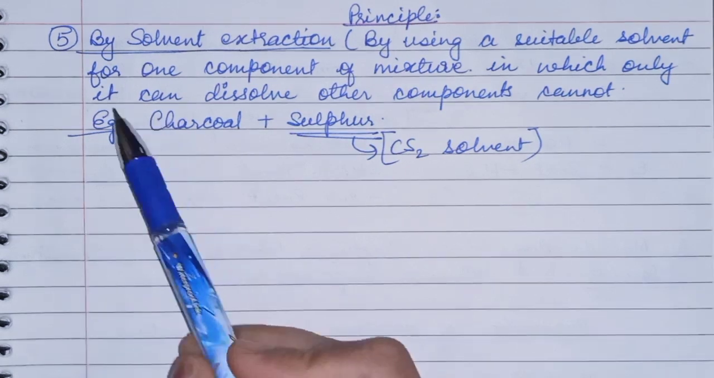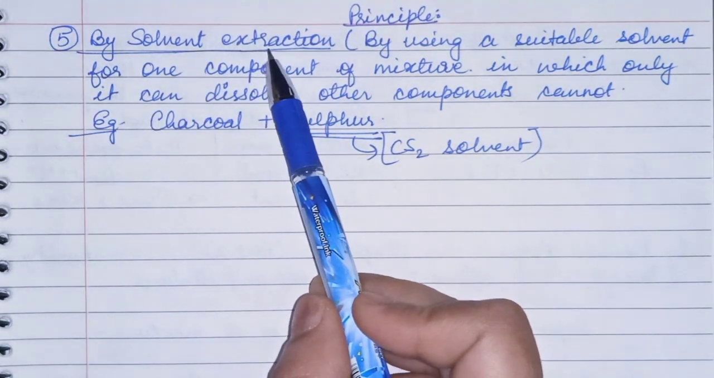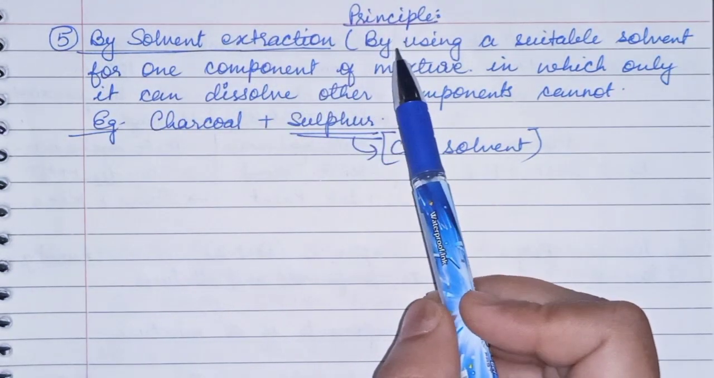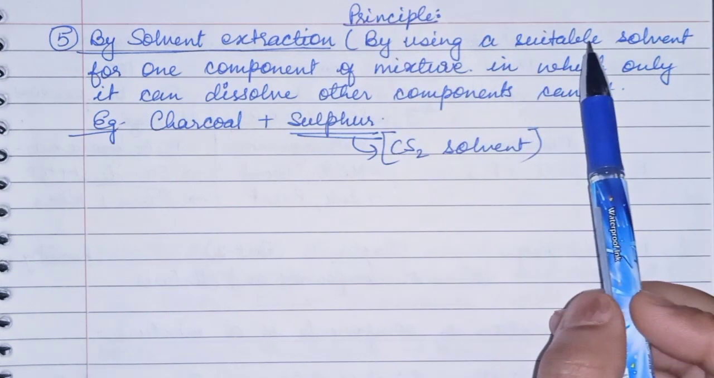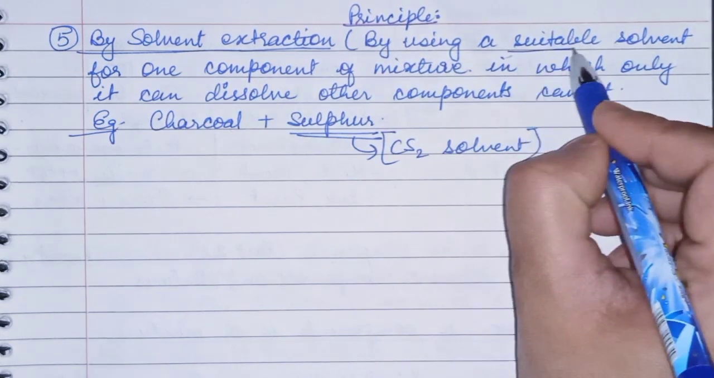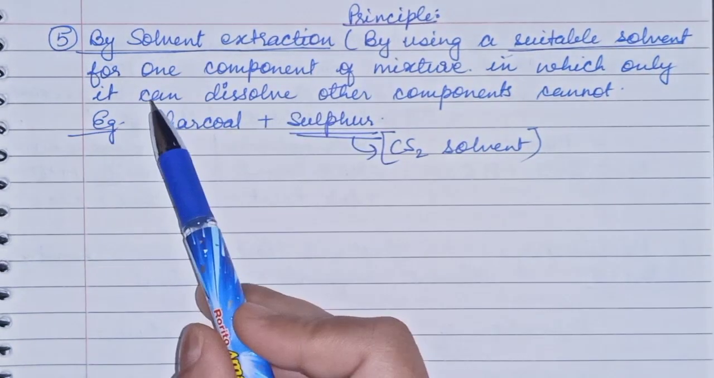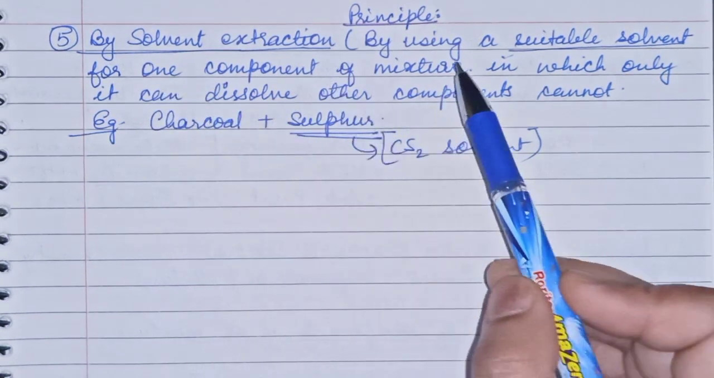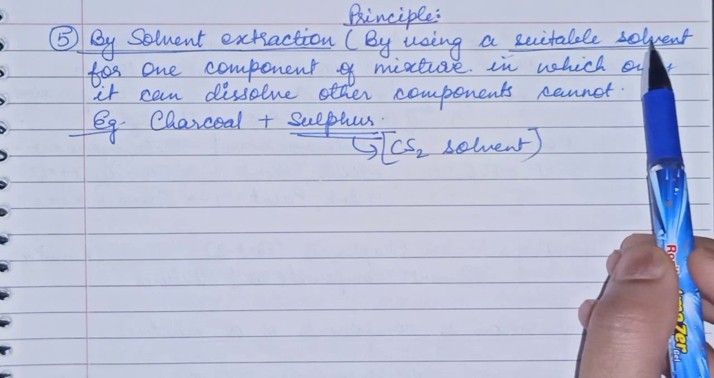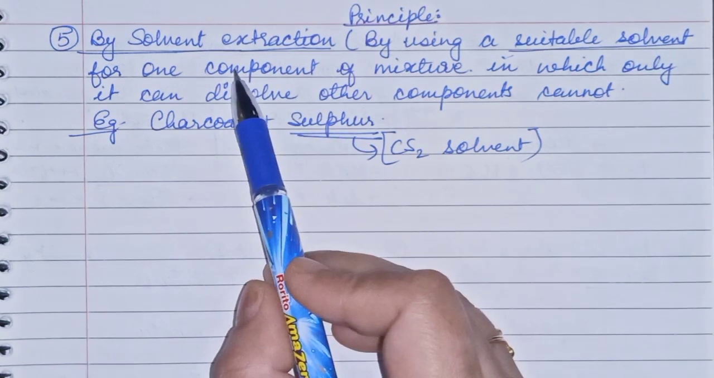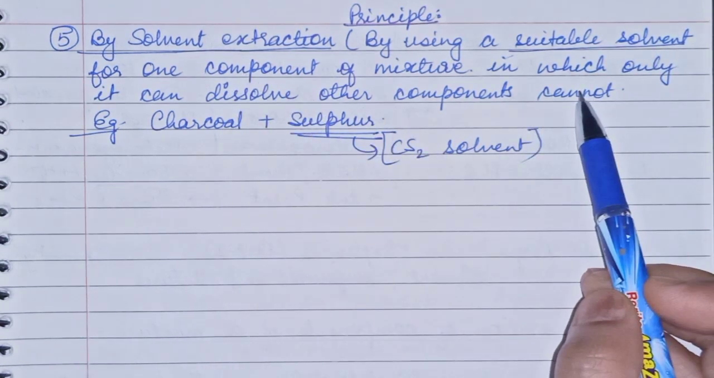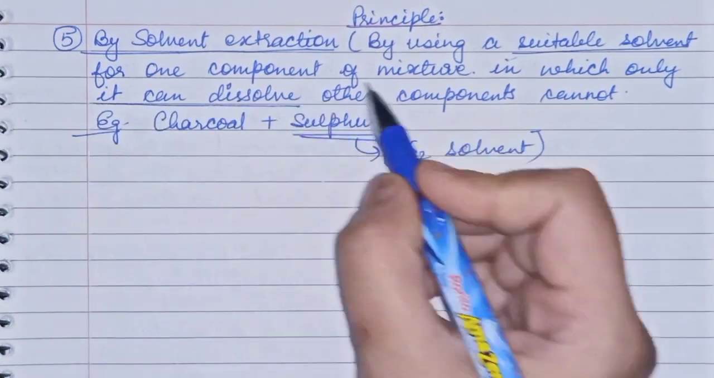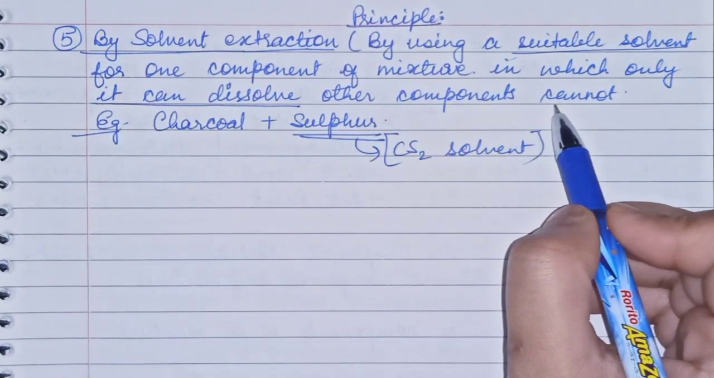The next method is solvent extraction. The principle for this method is that we use a suitable solvent for one component present in the mixture, a solvent in which that component can dissolve easily and the other components cannot.